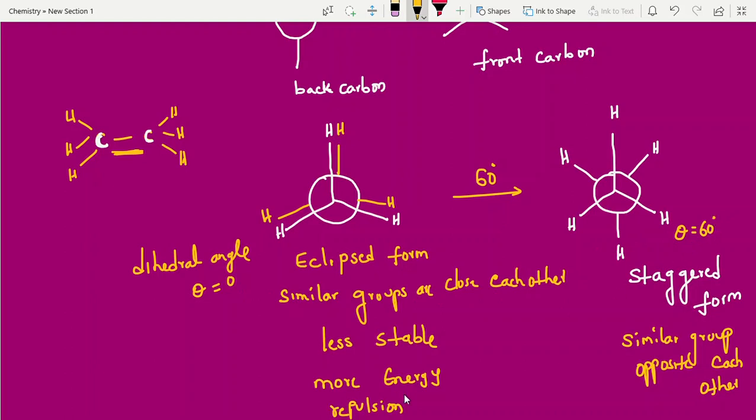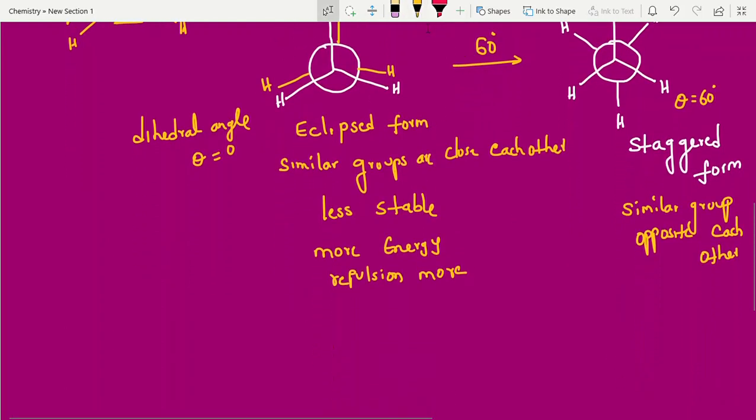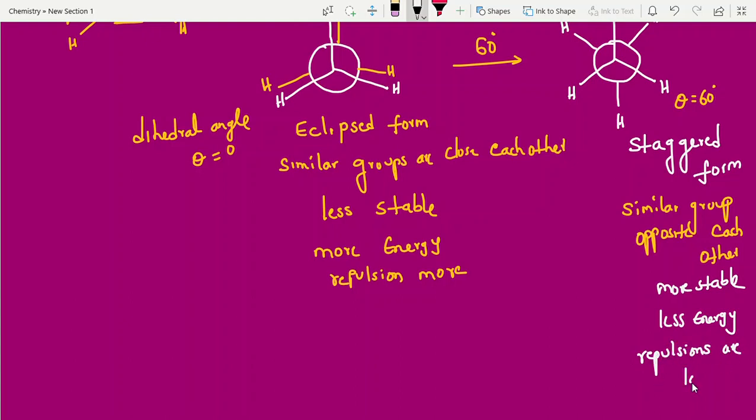Repulsions are more in the eclipsed form. Here, students, similar groups are opposite, far away from each other, so it is more stable. If it is more stable, definitely it has less energy, and repulsions are less. That's it, students. Now if they ask for the energy level diagram, the potential energy diagram, which has more energy, students? Suppose they give a question like this.